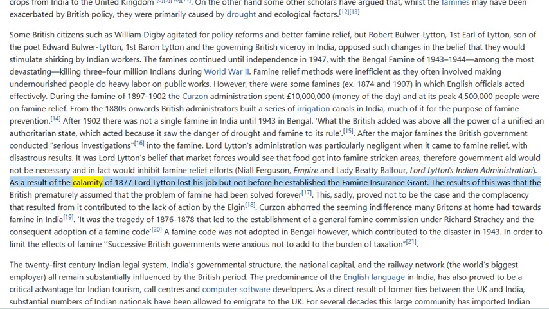As a result of the calamity of 1877, Lord Lytton lost his job, but not before he established the famine insurance grant. The result of this was that the British prematurely assumed that the problem of famine had been solved forever. This, sadly, proved not to be the case, and the complacency that resulted from it contributed to the lack of action by Elgin.